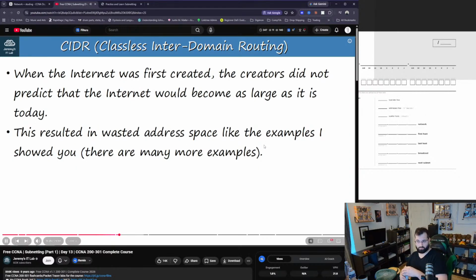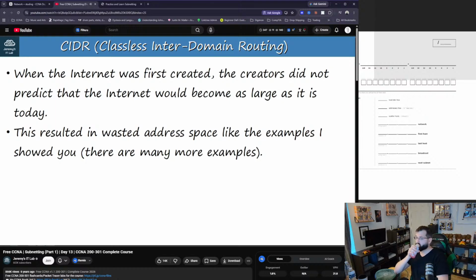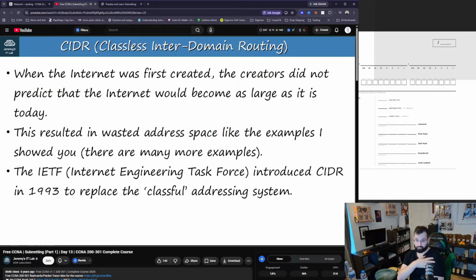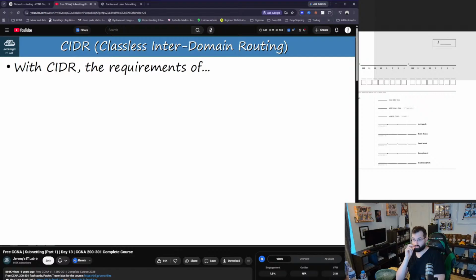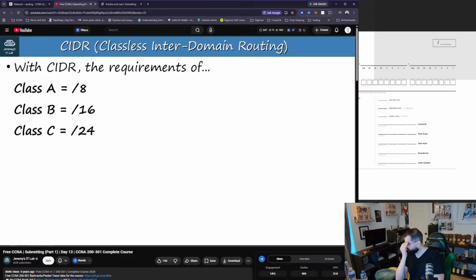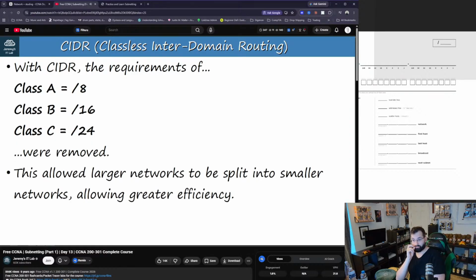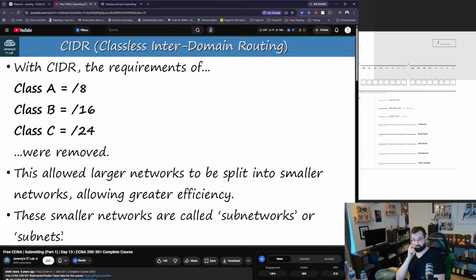The total IPv4 address space includes over 4 billion addresses, and that seemed like a huge number of addresses when IPv4 was created. But now, address space exhaustion is a big problem. There's not enough addresses. One way to solve or remedy this problem is CIDR. The IETF, Internet Engineering Task Force, introduced CIDR in 1993 to replace the classful addressing system. With CIDR, the requirements that Class A addresses must use a /8 network mask, Class B must use /16, and Class C must use /24 were removed. This allowed larger networks to be split into smaller networks, allowing greater efficiency. These smaller networks are called subnetworks or subnets. Let's look at an example of splitting a larger network.